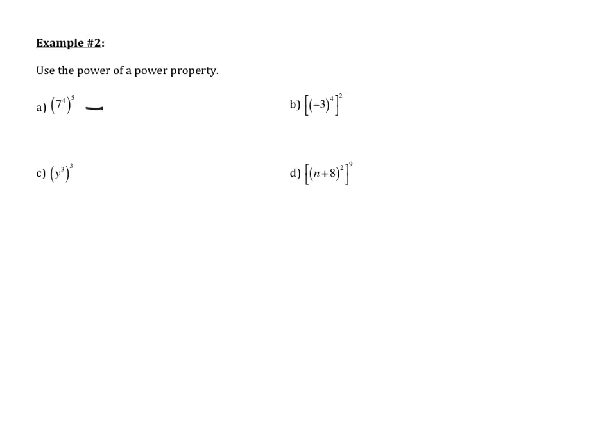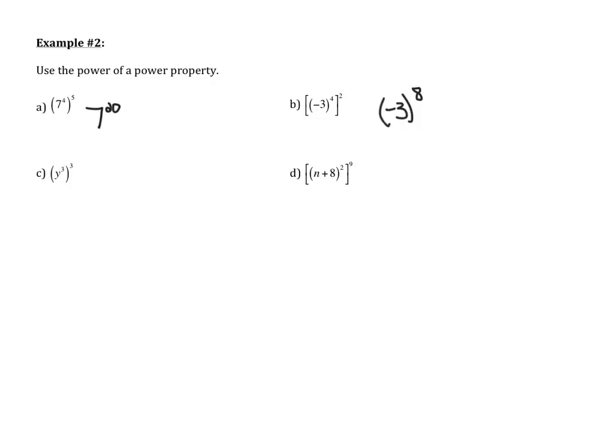So this would be 7 to the 20th power. For the next problem, don't be confused by the negative 3 with the parentheses around it. We're just going to keep the negative 3 in parentheses, and then I would take 4 times 2, so it'd be negative 3 raised to the 8th power. Again, those parentheses just mean that when I take the negative 3 to this power, I want to take the negative to the power and the 3 to the power.